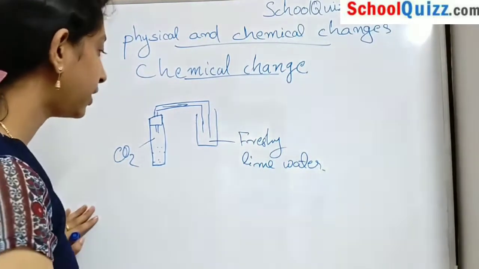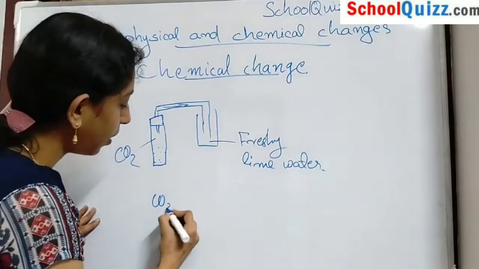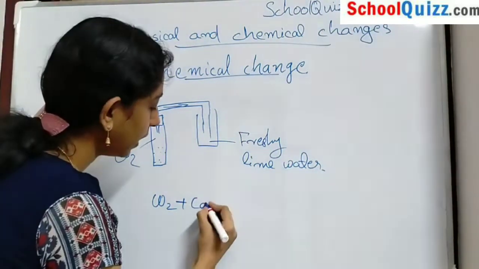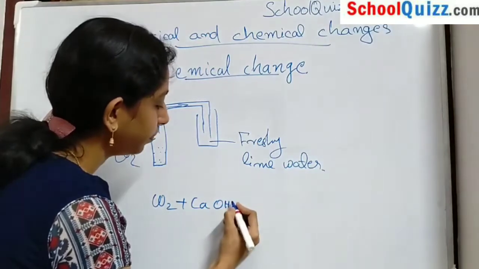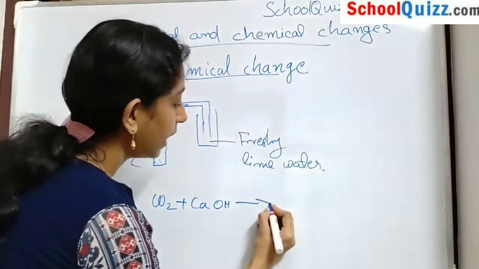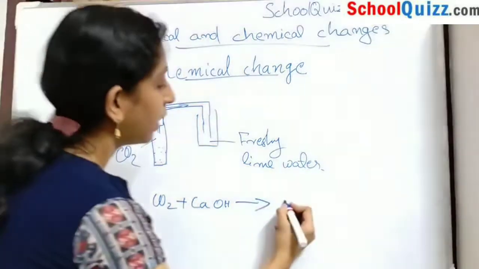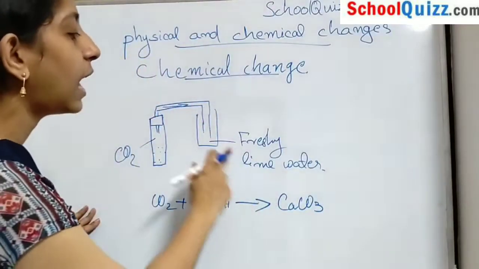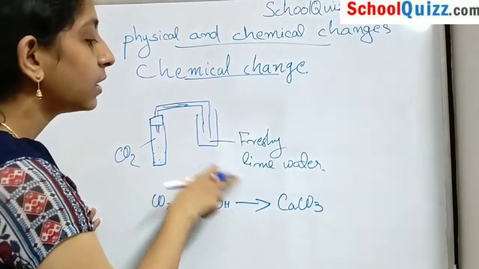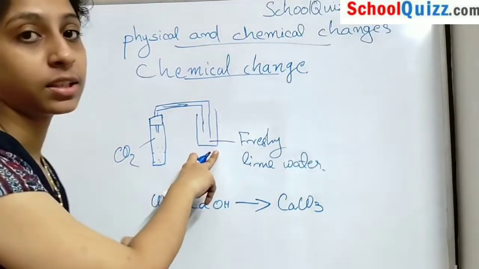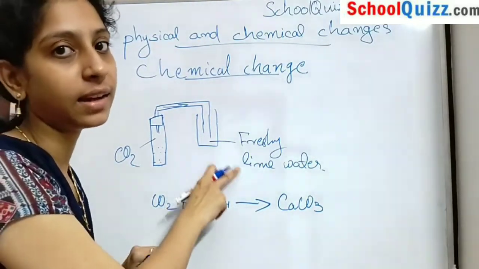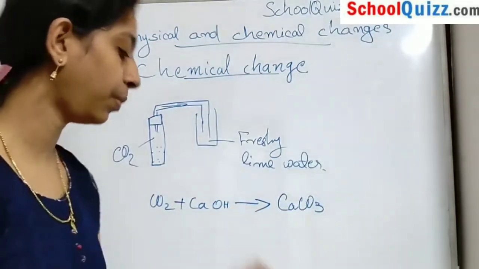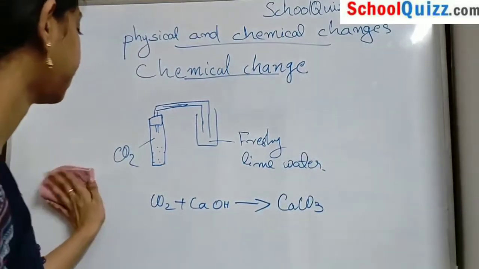Here the reaction is that carbon dioxide reacts with calcium hydroxide, which gives calcium carbonate. This calcium carbonate makes the solution milky in color. Here also new products are formed.